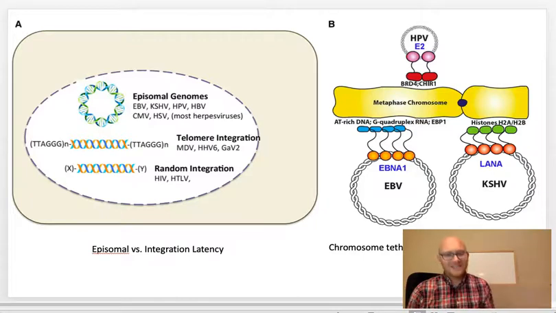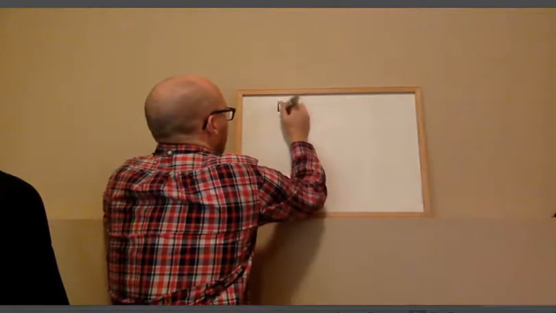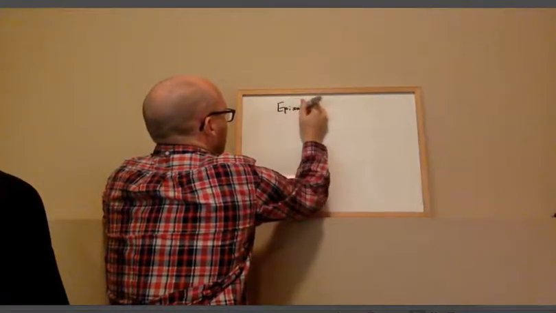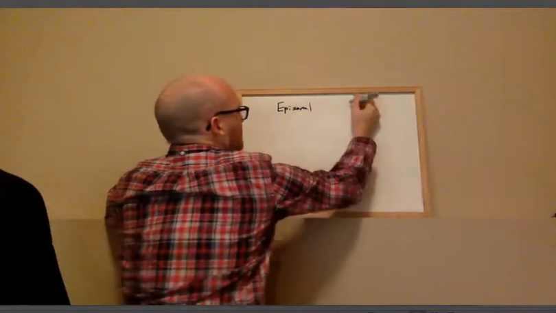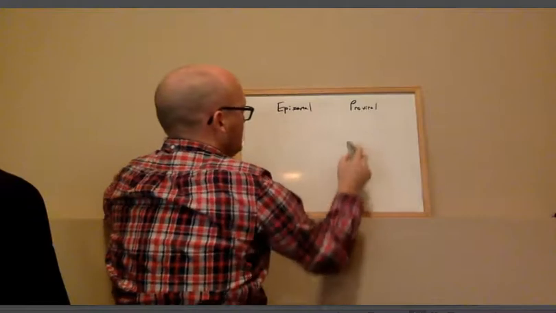Another great diagram from this article is going to talk about episomal versus proviral integration. So I'm going to jump to my zoom out here and let's talk a little bit about, I dropped my marker, proviral versus episomal latency. There are two types of latency. There are episomal, and there is proviral. So I'm going to draw both of those.